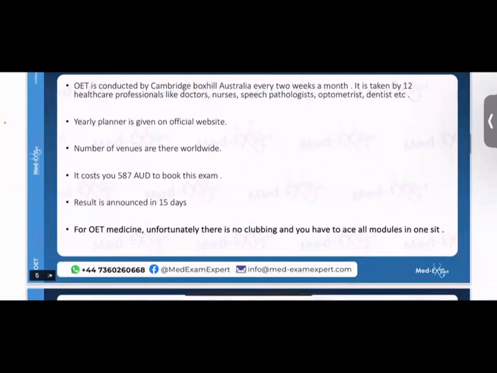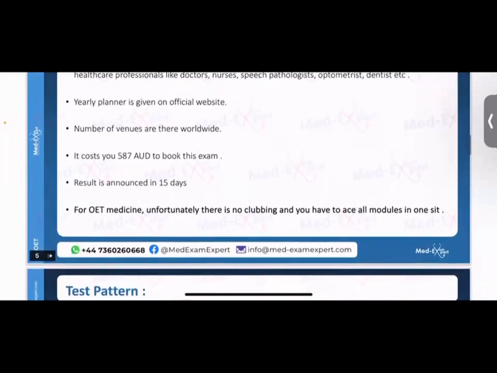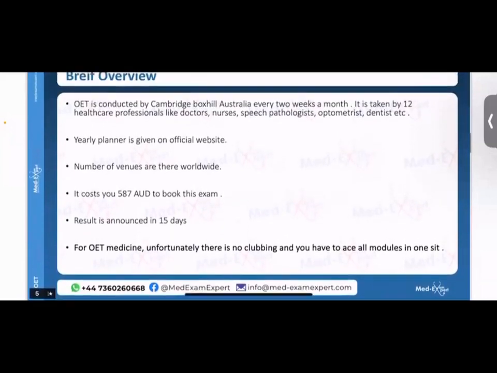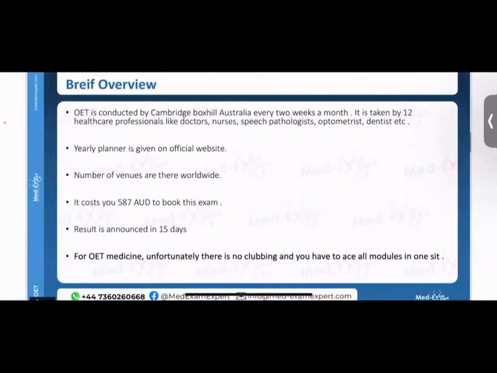So the cost of the exam is 587 Australian dollars, and it is the same as when this test was introduced. But in Pakistani currency, it is increasing day by day as per the rate of the US dollar, as I told you earlier. So in Australian dollars, it is the same as when it was introduced. So it is 587 Australian dollars. And as per the result, the OET exam result is announced in 13 to 15 days, to be very approximate.